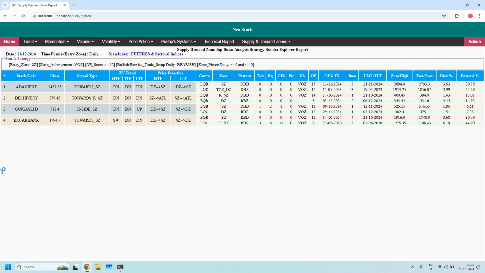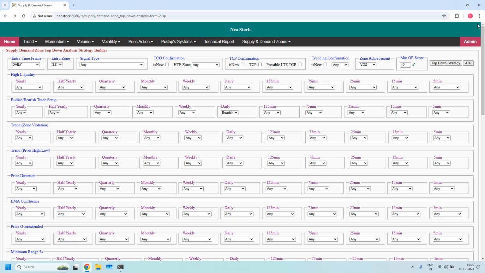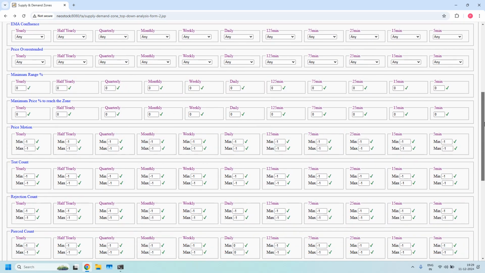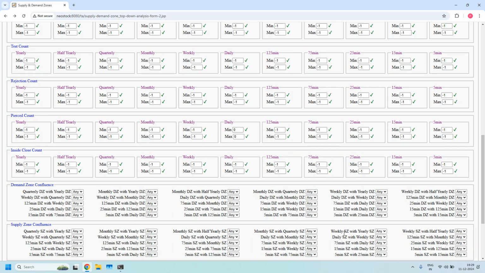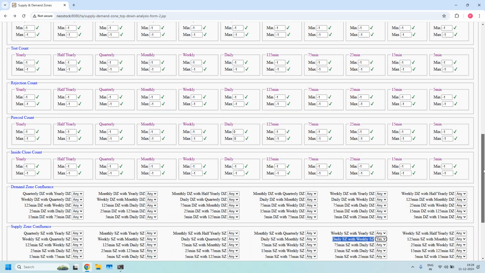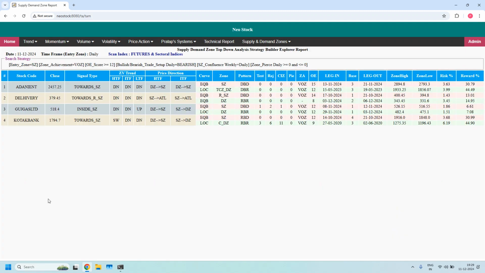Entry zones are daily supply zones. Out of these 4 daily supply zones, there could be some high probability setup supported stocks available. First, let us filter based on LTF and ITF supply zone confluence. That is a daily and a weekly supply zone confluence. I am enabling the filter. With this filter, out of 4 stocks, we got all 4 stocks. That means in all these 4 stocks, the daily supply zones are part of the weekly supply zone.